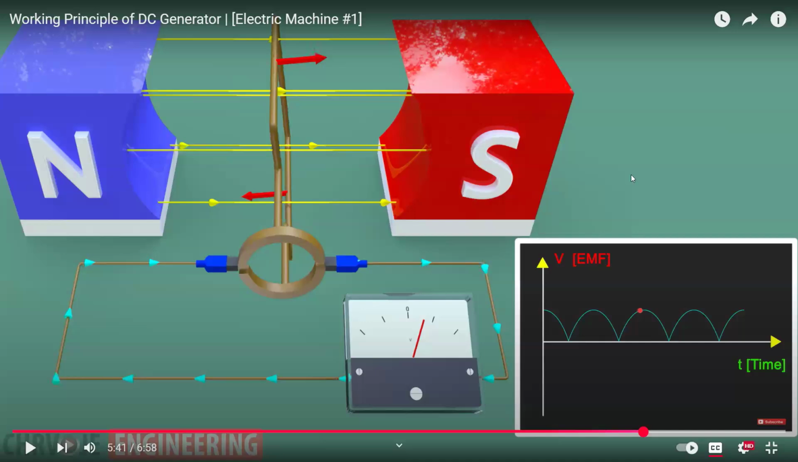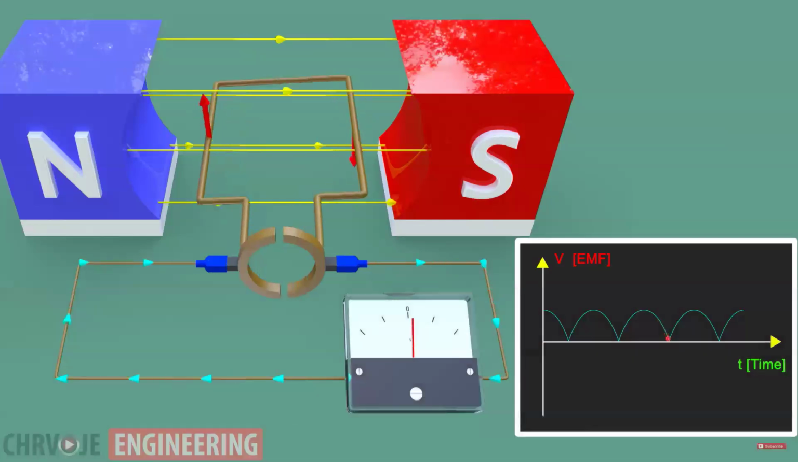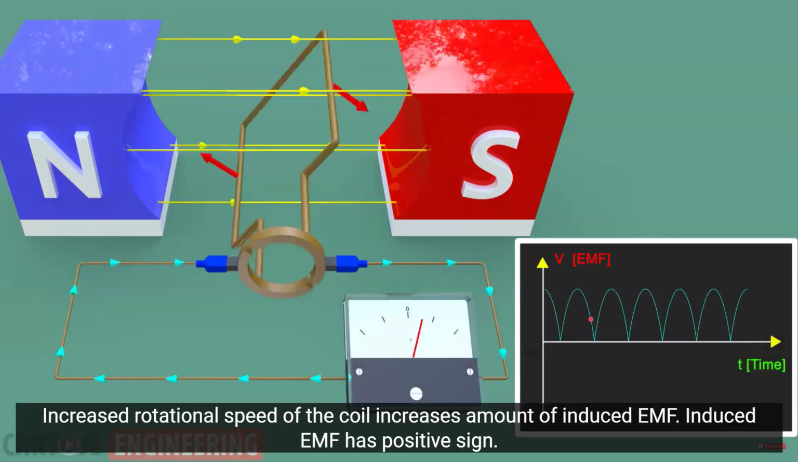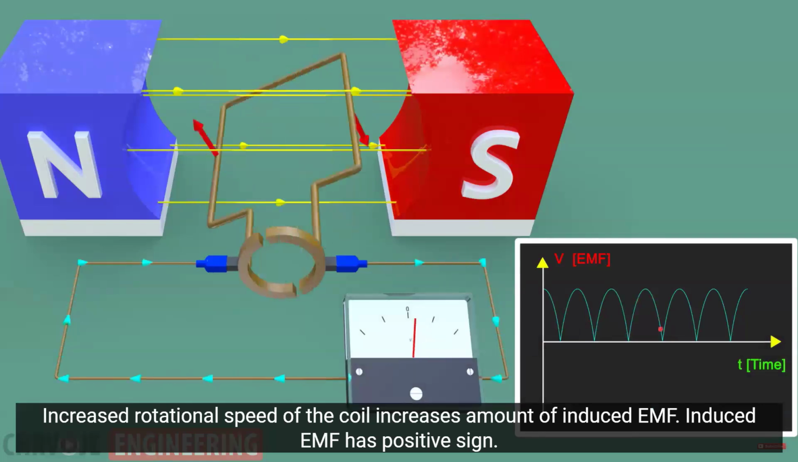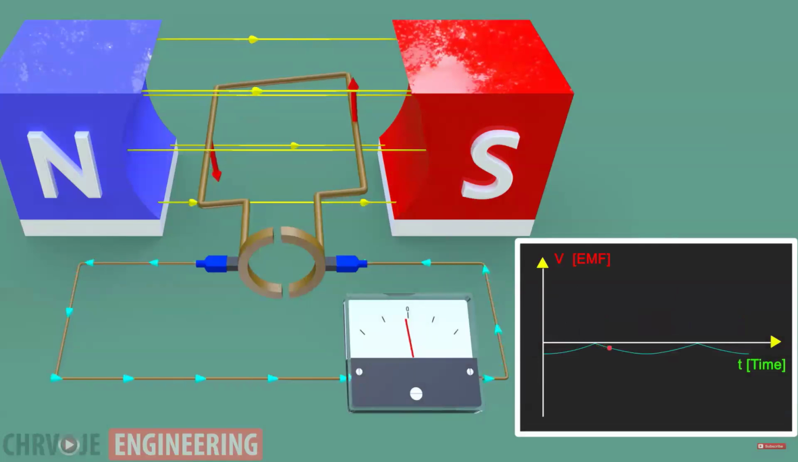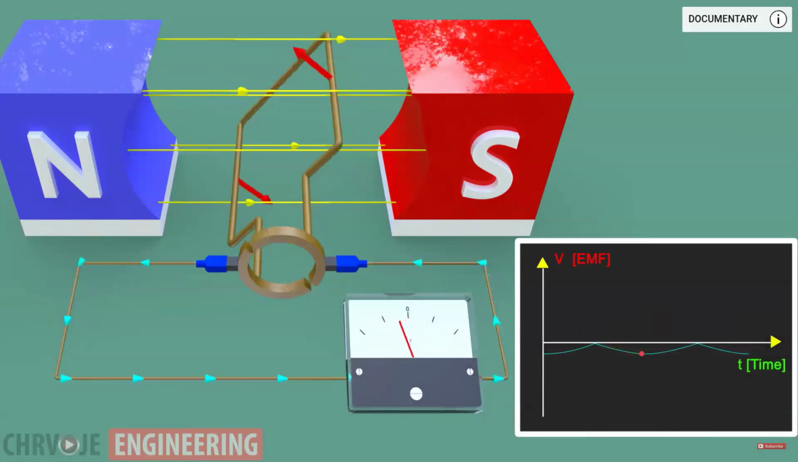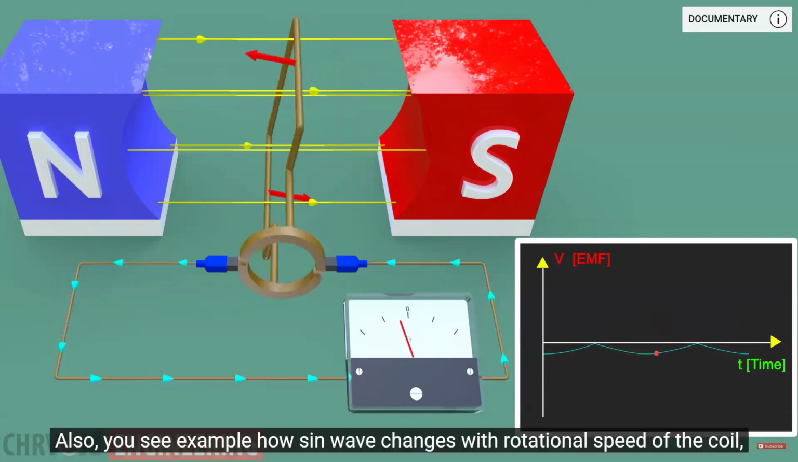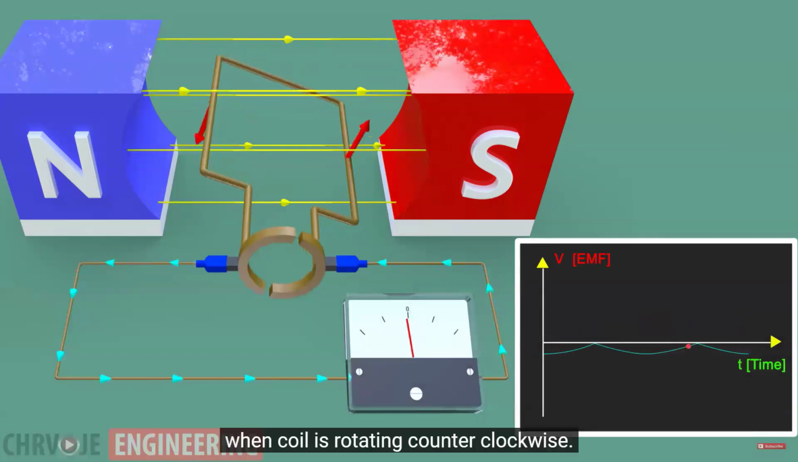Okay, let's continue. The coil in this case has clockwise rotation. Increased rotational speed of the coil increases the amount of induced EMF. The induced EMF has a positive sign. Also, you see the example of how the sine wave changes with rotational speed of the coil when the coil is rotating counterclockwise.